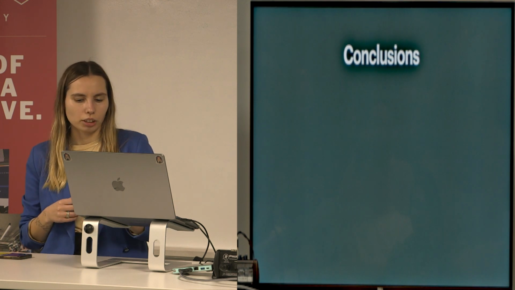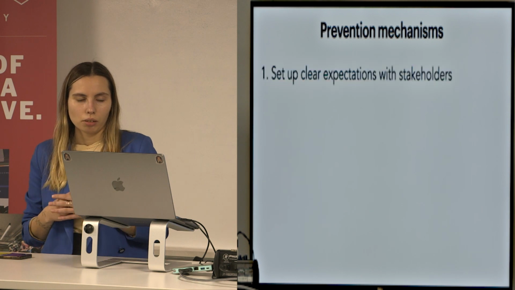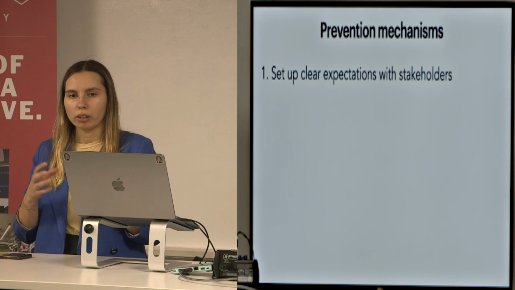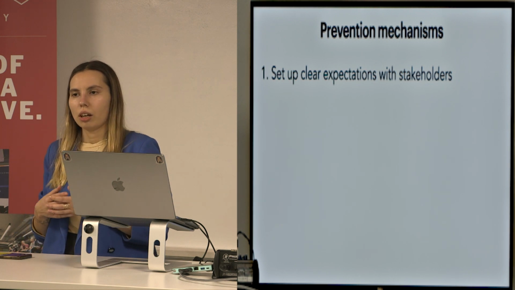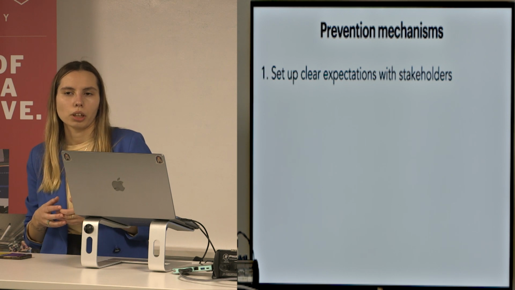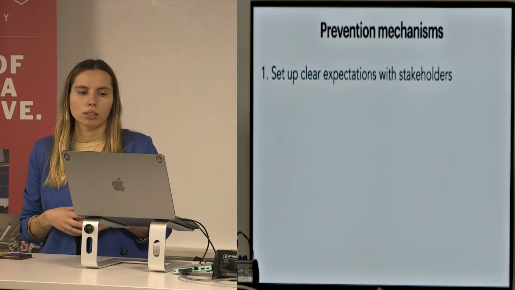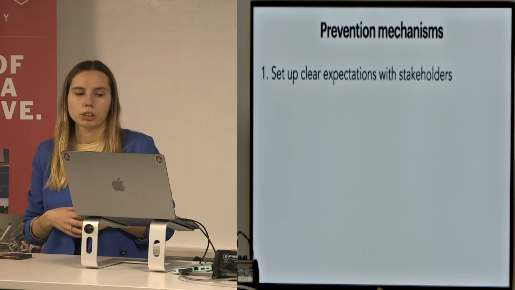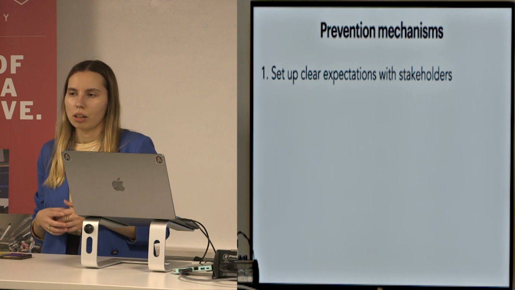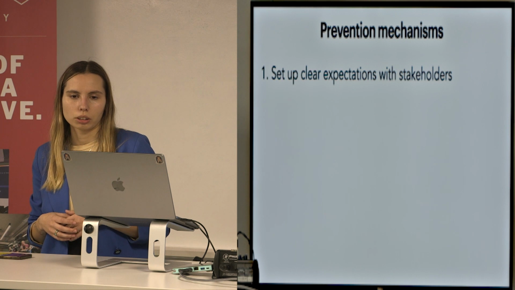just to share conclusions from there and what you can learn from that. First of all is prevention mechanisms. It's one thing to draw conclusions and figure out that this is something that we could do better, but another thing is to actually set up some changes within the teams and within the stakeholders communication to basically prevent anything like that happening in the future. So first of all is setting up clear expectations with stakeholders.